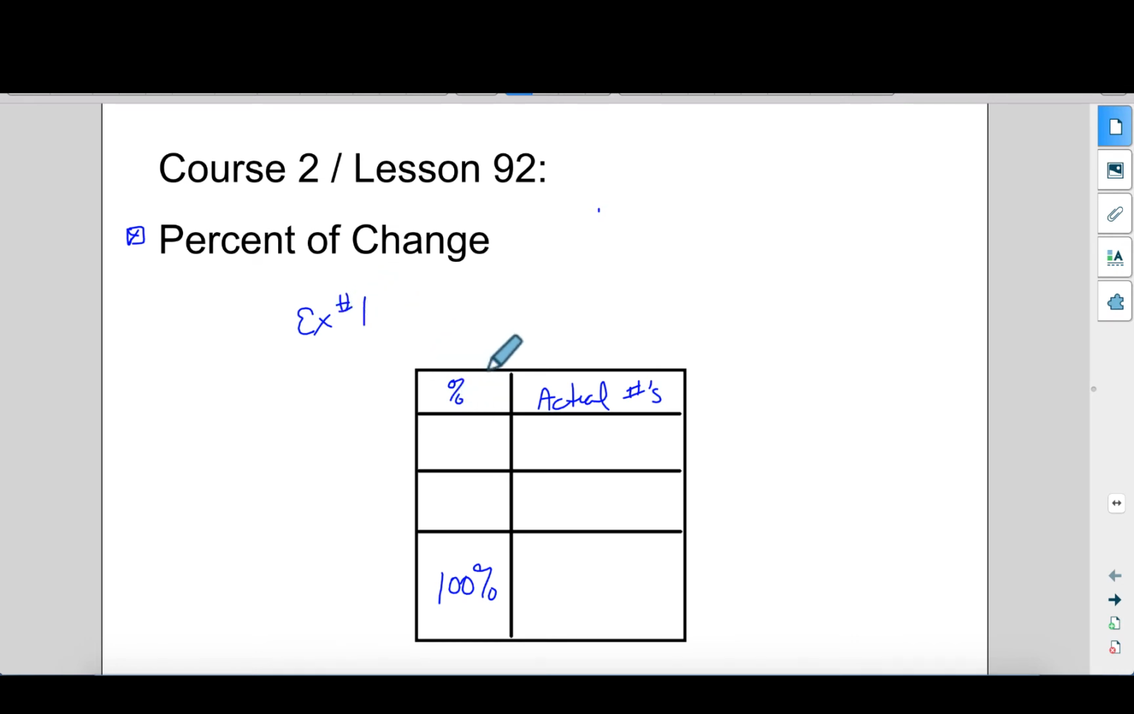Example 1 says the country's population increased 15% from 1980 to 1990. A couple of things we need to know. First of all, we need to know the original. What was the original percent? Well, the original is 100%, and if it increased 15%, that means we can put 15 here, but what has to change is this total down here, and it goes to 115%. The original is 100%. We increased 15.